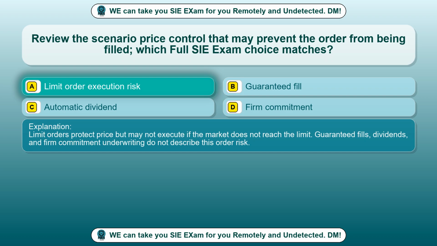Limit orders protect price but may not execute if the market does not reach the limit. Guaranteed fills, dividends, and firm commitment underwriting do not describe this order risk.